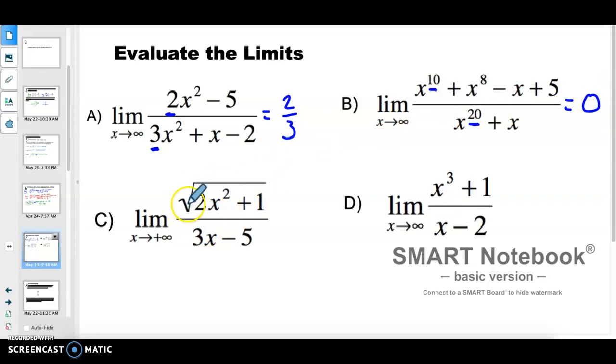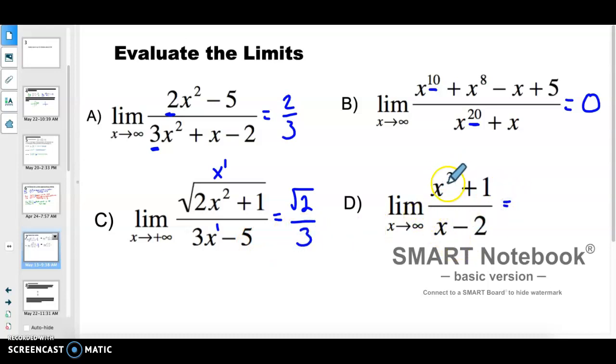This is a tricky type. When you have a square root on top of an x squared, we're actually going to think about, okay, what is the square root of x squared? That's going to be an x. So we're considering these degrees to be the same. So I'm thinking about this as an x to the 1 and this as an x to the 1. Because our degrees are the same, we're going to take the leading coefficients. So the leading coefficient on the top is the square root of 2, and the leading coefficient on the bottom is 3.